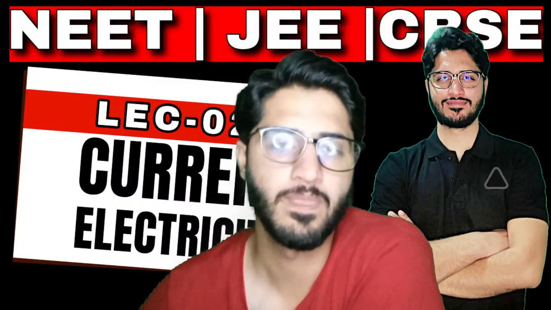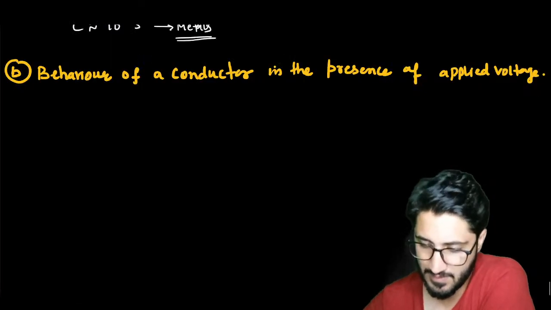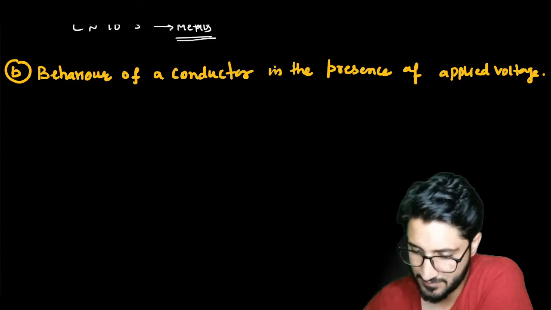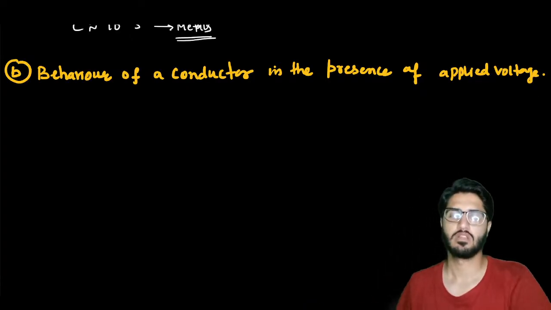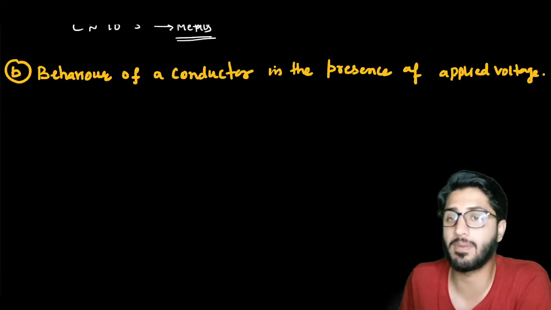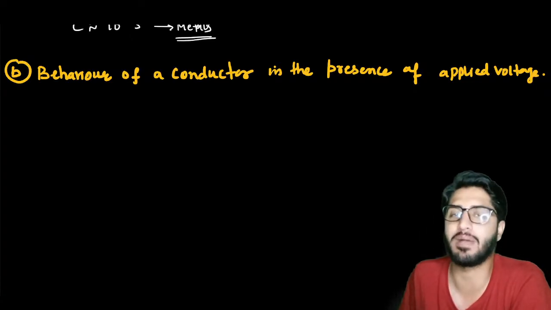Okay, now everything is good to go. Now we will define what will be the behavior of a conductor if we had some external applied voltage. That means if we're applying some battery to our conductor.